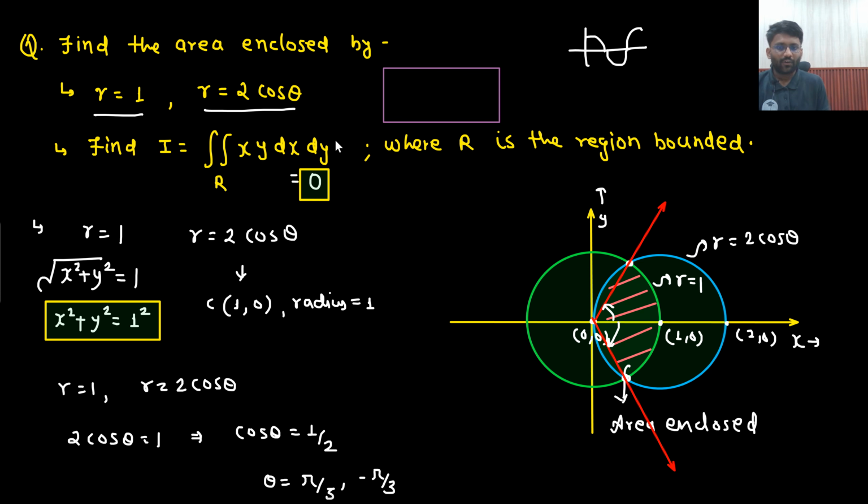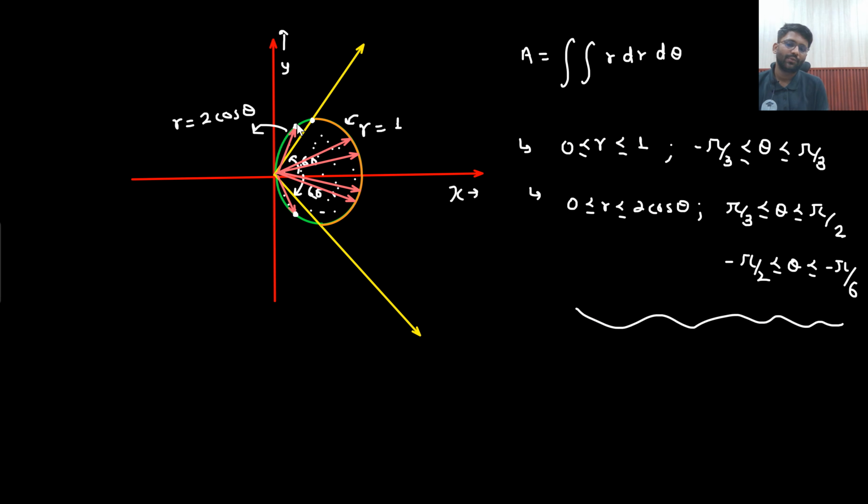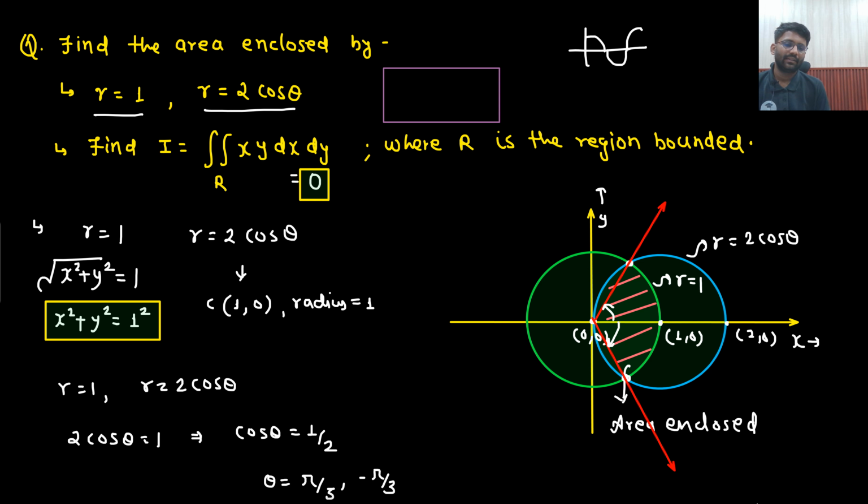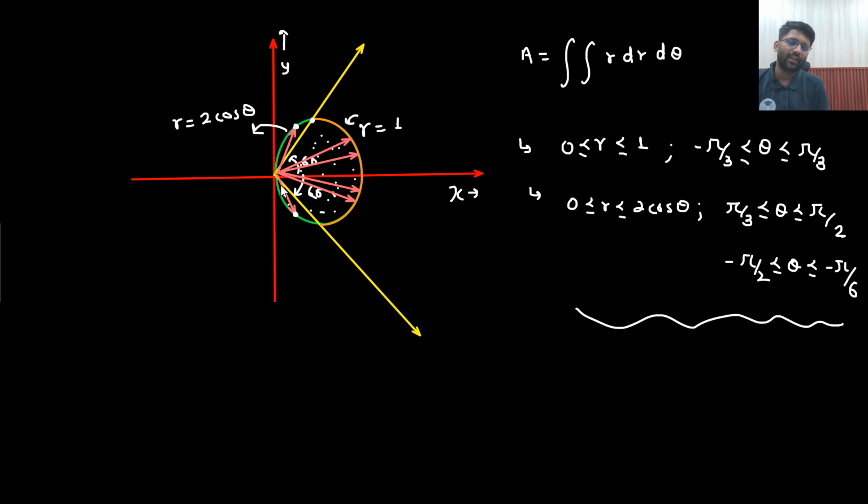First of all, I need to find out where they are cutting. I understood where they are cutting. They are cutting at the 60 degree angle. See the region. The value of theta is going from minus 60 to plus 60. In this region, from where to where is r going? R is going from 0 till the boundary of the structure. That means r is going from 0 to 1.